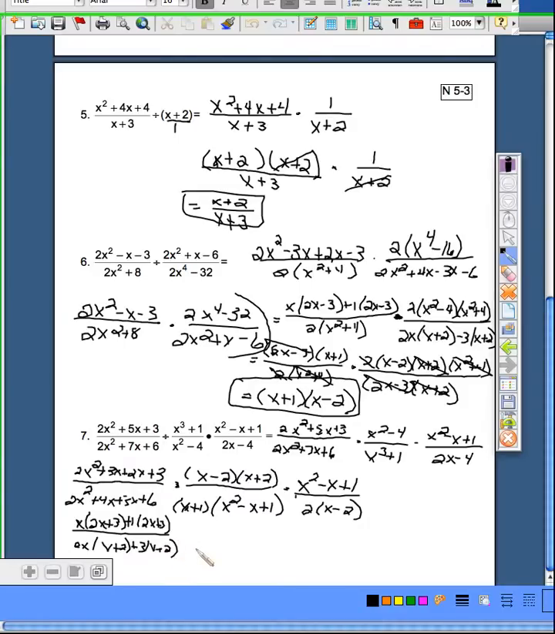Okay, so I'm going to erase some stuff because I'm running out of room. But I'm going to write, you can see that this is the factorization of this. So I'm going to write it here so I won't forget it, and then I'm going to erase some things. That factors as x plus 1 times 2x plus 3, the numerator right here. The denominator right here will factor as 2x plus 3 times x plus 2.